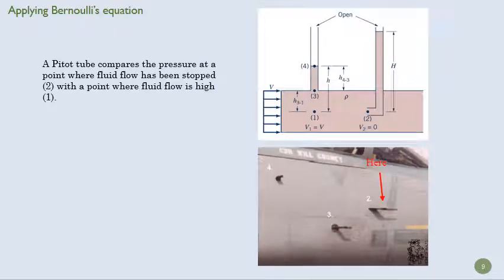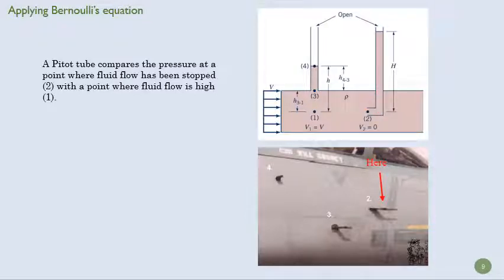So let's look at a couple of examples of applications of Bernoulli's equation. The first one is a Pitot tube, which is a way of measuring a velocity in a flow. And the way that it works is we have, in this image on the right, a flow through a tube or a pipe, and we have a point 1 and a point 2.